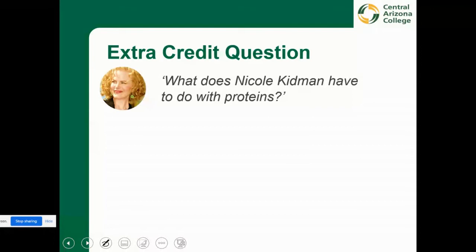But what does Nicole Kidman have to do with proteins? And I'm just going to jump out of sharing the screen because, as I've shared before, I'm not able to do both at the same time, see what you're typing and what's going on. I see really good answers there. I think that everyone who has posted has a good understanding of where we're going with that.